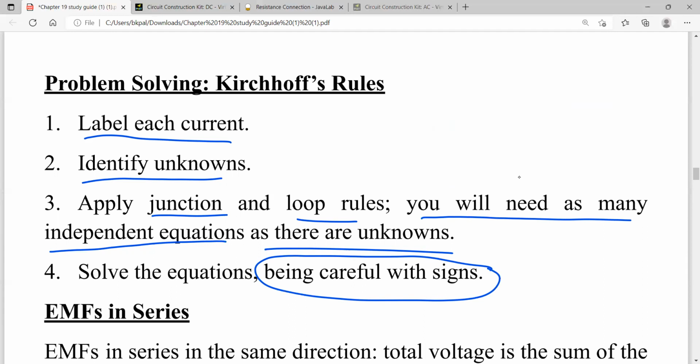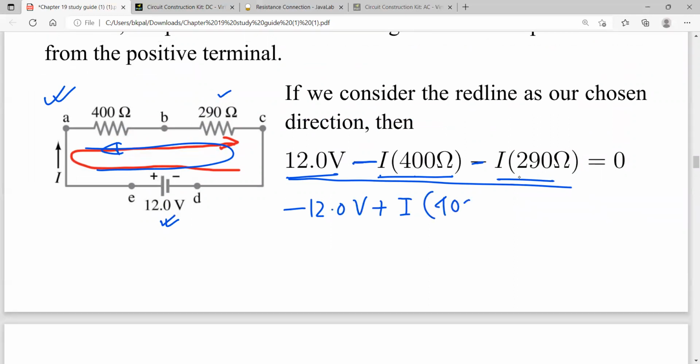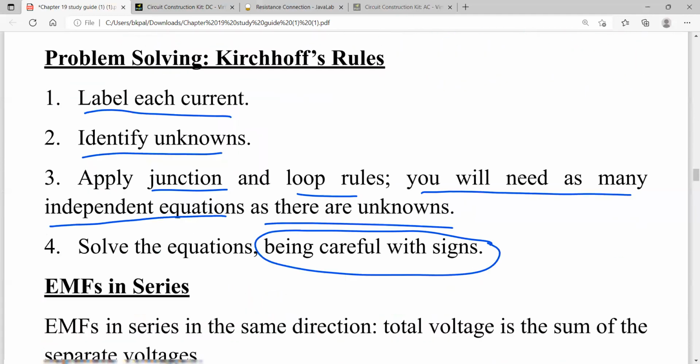The equation is something like this. For example, if you go in this direction, the equation will be this. So the sign is very important. Okay, all right.